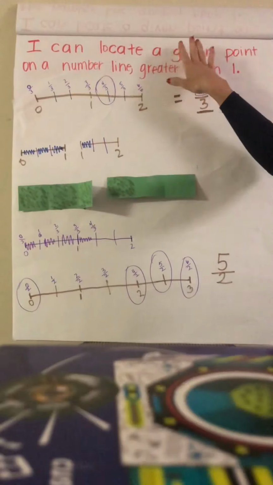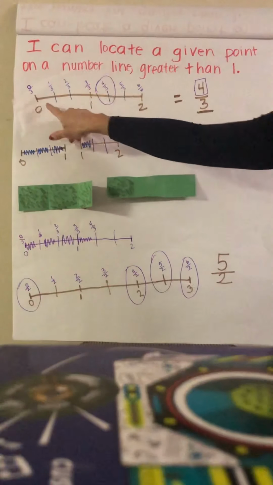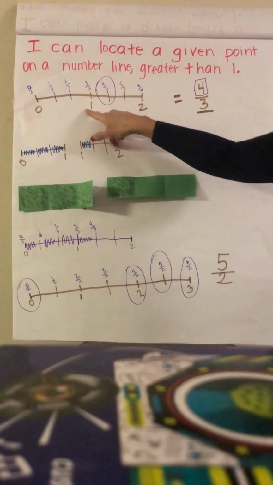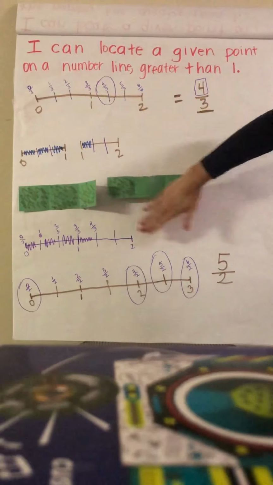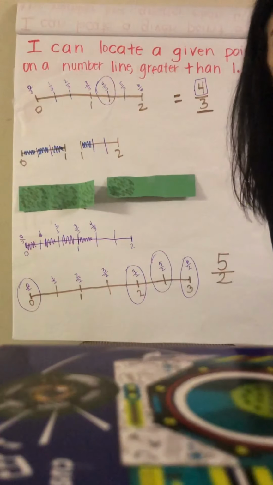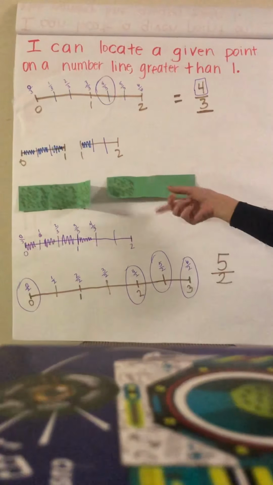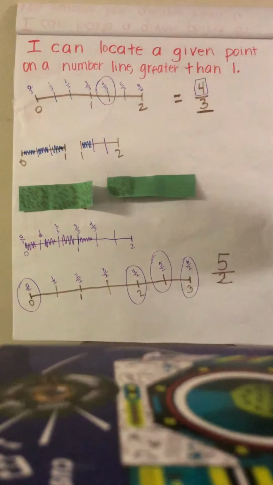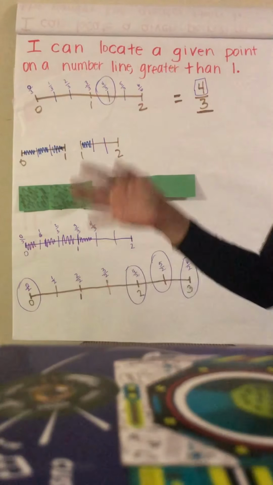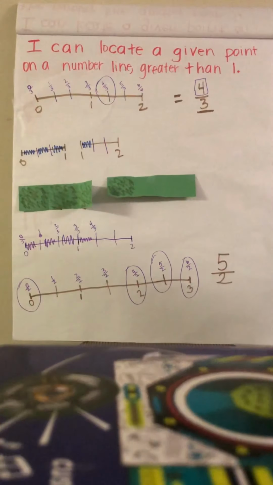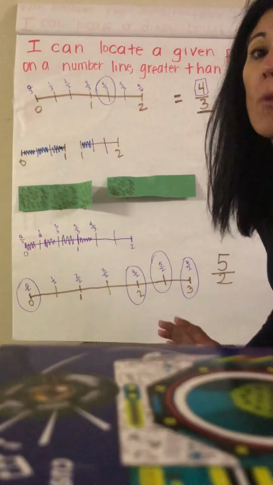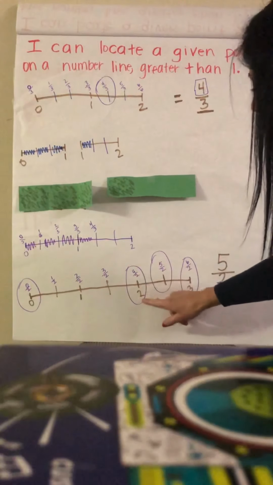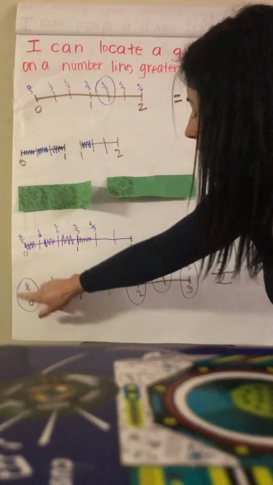All right, so we have been talking about locating points on the number line, and we see that our number line is going more than one, or greater than one. Notice when we are putting fractions on the number line that are greater than one, we know that we're dealing with more than one shape. If you recall earlier in the week, we were dealing with circles, we drew rectangles, we've got more than one fraction strip.